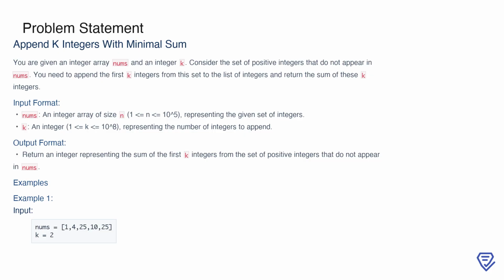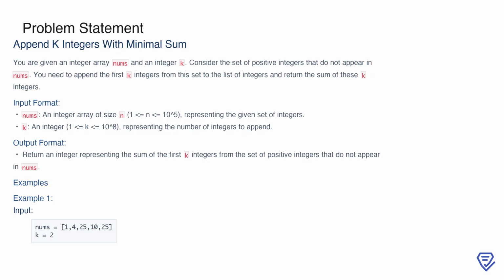a way that minimizes their sum. You are given an array of integers, nums, and an integer k. The goal is to consider the set of positive integers that do not already appear in nums and identify the first k integers from this set. Once these integers are identified, you append them to the list and calculate their sum.